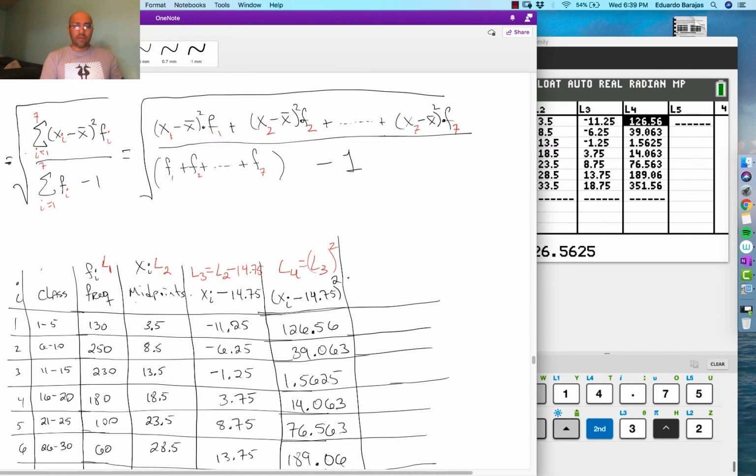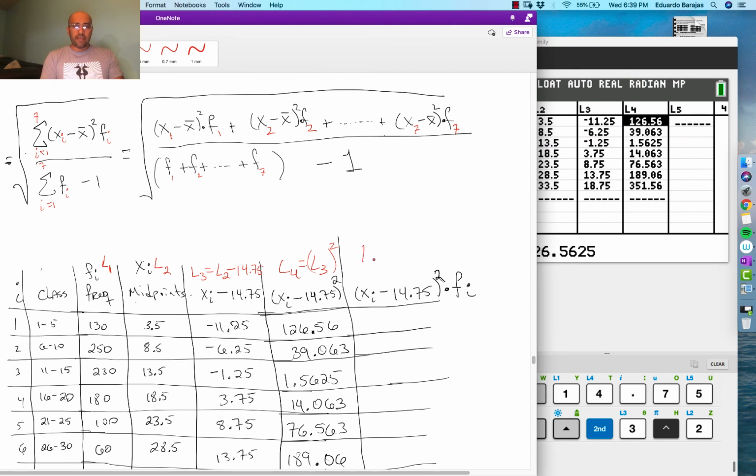Okay, so I'm going to have this next one represent x sub i minus 14.75 squared times f sub i. Okay, so now using my column arithmetic, this right here, this is L4.